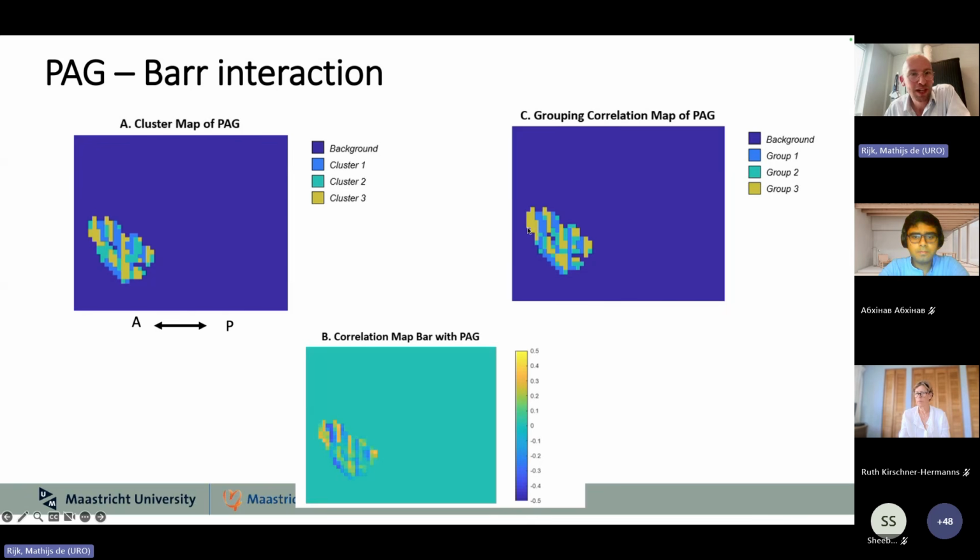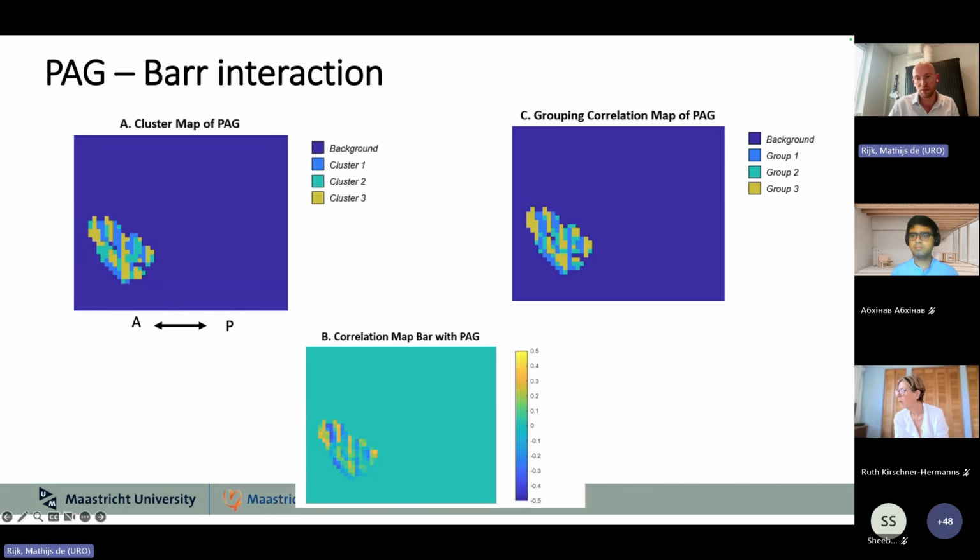And visually already, this map is very similar to the map on the right. So map C is very similar to map A. And we also tested that statistically, and they also show a significant correspondence. So that shows that also based on interaction with Barrington's nucleus, an area that we know is strongly connected to the periaqueductal gray, we can replicate that intrinsic parcellation map.